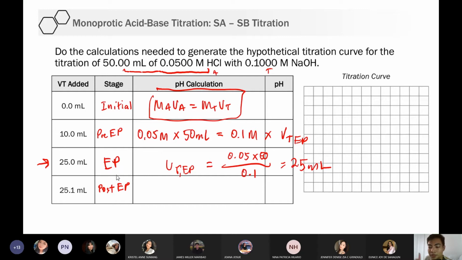Okay? So yun yung first step na gagawin nyo. Alamin kung ano yung volume at equivalence point using this formula. After nyo malaman yung volume at equivalence point, you will assign the stages. Mag-assign na kayo ng stage. 4 lang naman yan. Initial, pre, EP, post, di ba? Okay? So, ganun.